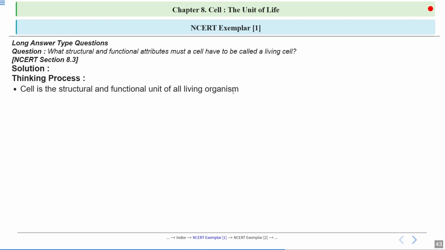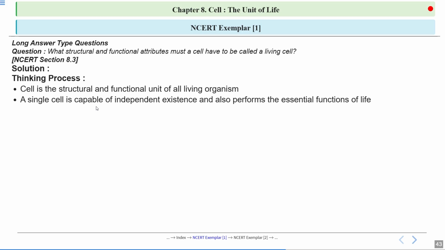Cell is the structural and functional unit of living organisms. Structural unit means every organism is made up of cells. Functional unit means cells perform all the vital functions. It is doing metabolism, respiration, excretion. A single cell is capable of independent existence and also performs the essential functions of life. So a single cell can perform all the life processes.